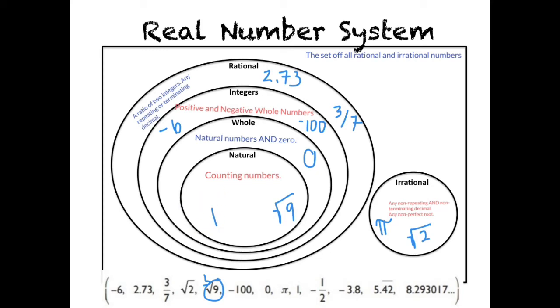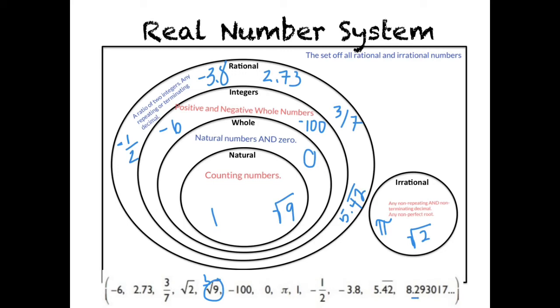-1/2 is a rational. I know it may seem weird that I'm putting a negative number in the rational, but it is a fraction, so that's really what's putting it there. Same thing with -3.8, also a rational number. 5.42, since the 42 is repeating, that puts it as a rational number.